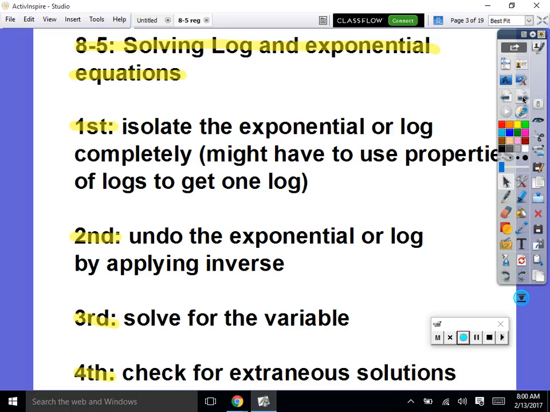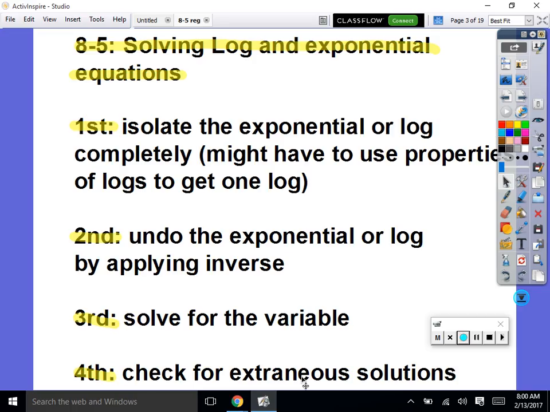So you can't make algebraic mistakes, which is what tends to happen. And then fourth, the nice thing about these is we can always check our answers. And we're going to check them for extraneous solutions, because we're going to manipulate these equations so much that it can introduce extraneous solutions.